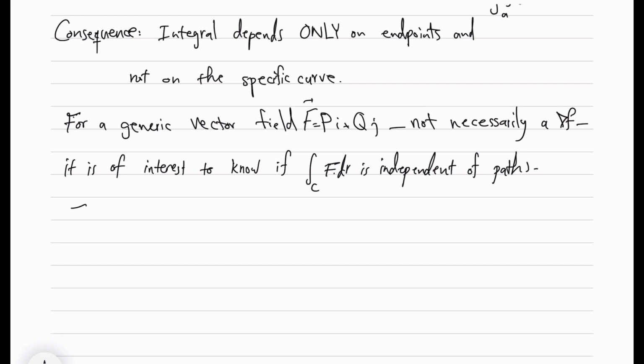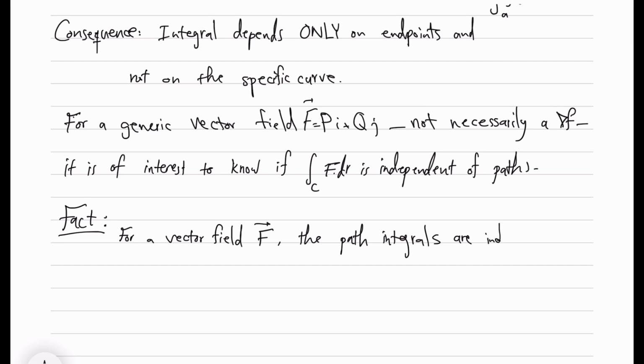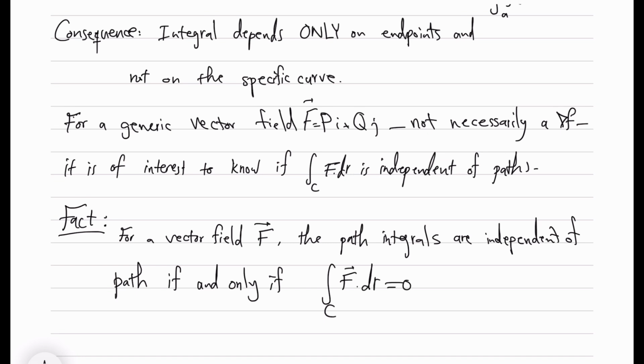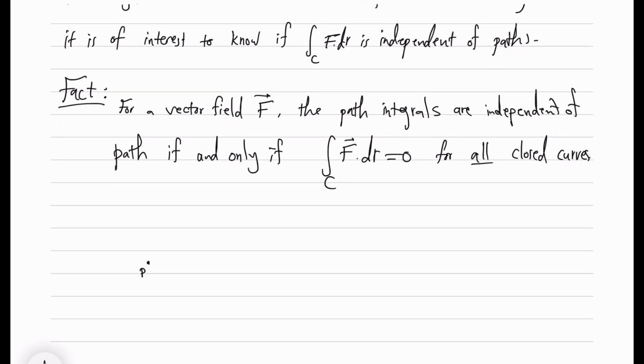Here's a fact again, and this one we can find an easy proof of. For a vector field F, not of gradient type, the path integrals are independent of path and only dependent on the endpoints if and only if the integral of F over curves that are closed is always 0. So if this is 0 for all closed curves, that means if you have a loop, you start at P and you have a curve that comes back to it, P equal Q, then the integral of F dot dr is 0.